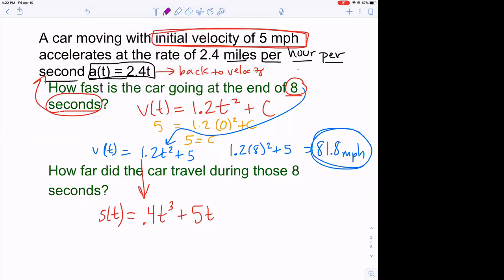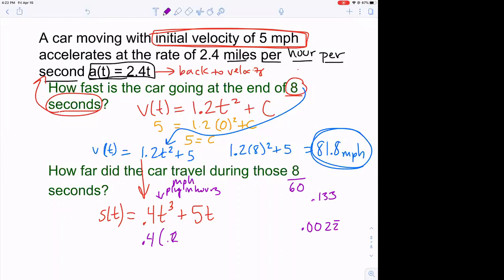Now this is where we do have to be careful. Since the velocity was in miles per hour, this is going to give us miles, but only if we plug in hours. Up here, we were able to plug in seconds because the units were miles per hour per second. So instead of plugging in 8, we need to do 8 divided by 60, which gives us minutes, like 0.133 minutes. But if we divide by 60 again, I'm just going to divide it by 3600. It's like 0.0022, with the 2 repeating.